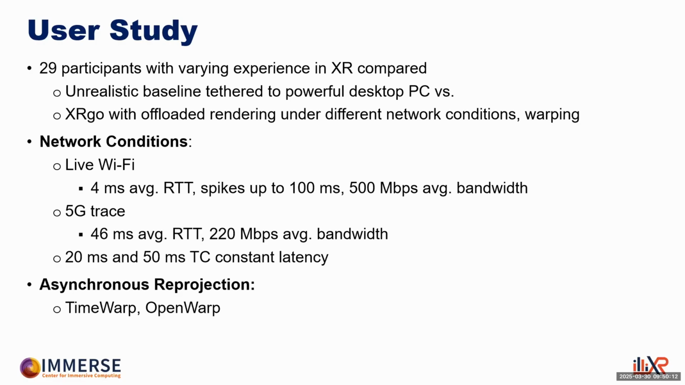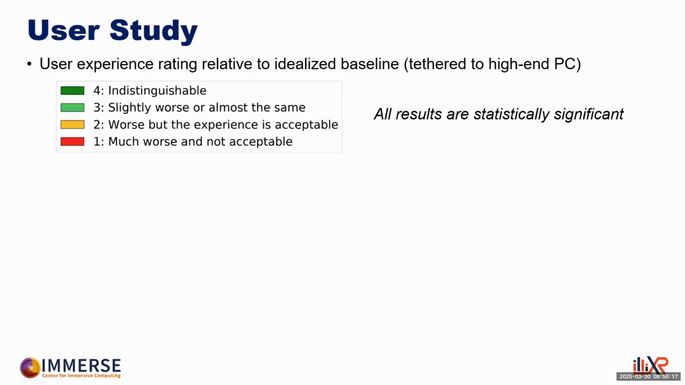And users were, of course, allowed to refresh the baseline whenever they wanted to, because that's what they were asked to compare against. So we used the same rating system as offload rendering and offload VIO did, and users were asked to rate their experience with the offloaded configuration against the idealized baseline, which was again tethered to the high-end PC, where indistinguishable experiences were given a score of 4. Otherwise, depending on the severity of the degradation, the score decreased from 3 to 1, with 3 being slightly worse or almost the same, 2 was worse but acceptable, and 1 was much worse and unacceptable.